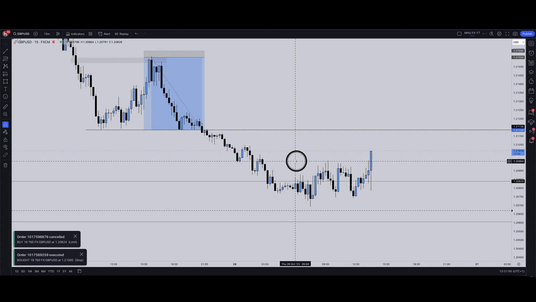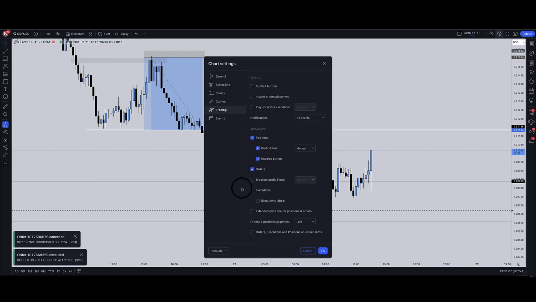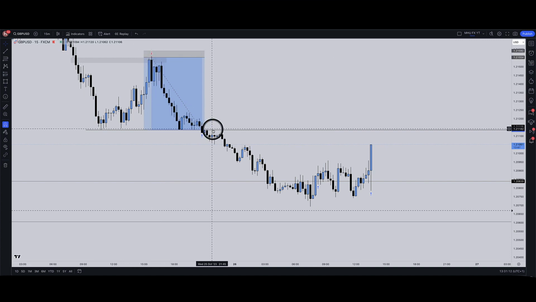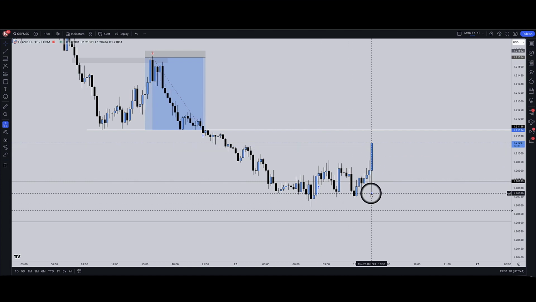That's game done. Let's quickly put on my execution so you guys can see that too. You can see this is where I entered. You guys saw right to the T. I took partials down here, 80% off. I took a further 10% off here, and then the rest of that 10% got taken out right here.